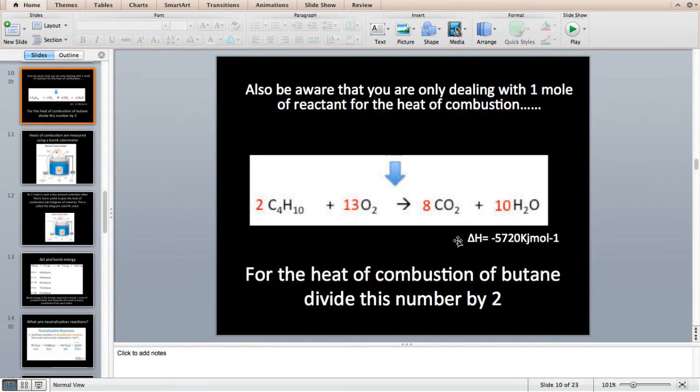So if this is the heat change that occurs when 2 moles are burnt, then to work out the heat of combustion of butane, we're going to have to divide this answer by 2 to actually get the heat of combustion of butane. So just always be aware that for a lot of these heats of reactions, girls, it has to be only 1 mole being burnt or being formed.